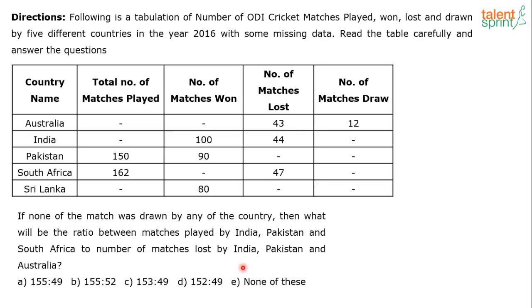Pay attention to the question. The 3 countries in the first set are India, Pakistan and South Africa, and those in the second set are India, Pakistan and Australia. You know what usually happens: by the time you end up reading the question, you make up your mind that this is about India, Pakistan and Australia, or India, Pakistan, South Africa, and you find out the values respectively.